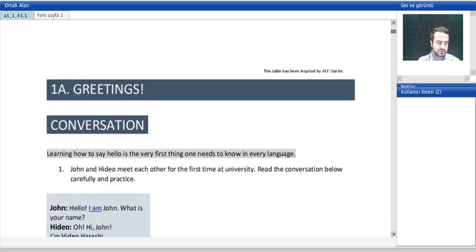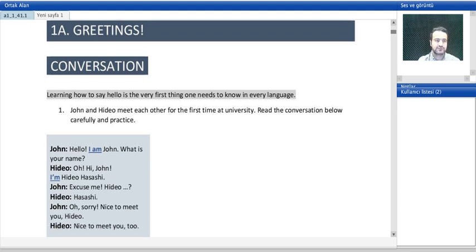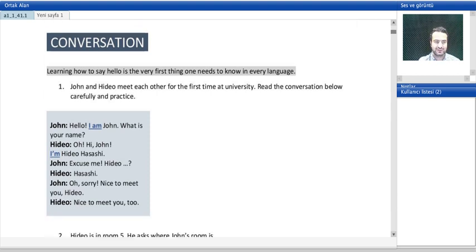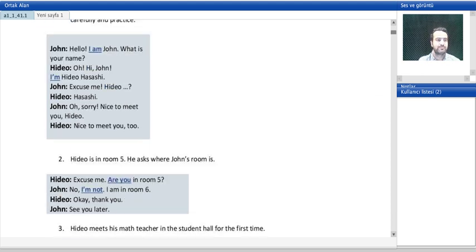So let me go to the very first page so you can see greetings, and it starts with a conversation. Learning how to say hello is the very first thing one needs to know in every language. So this is how we start. John and Hideo meet each other for the first time at university. Read the conversation below carefully and practice. So, let me read the conversation for you.